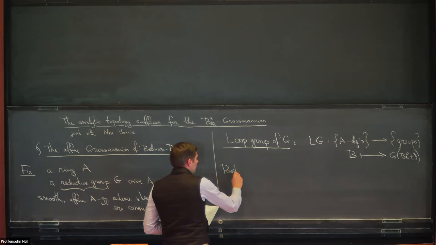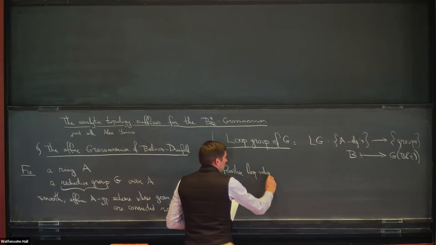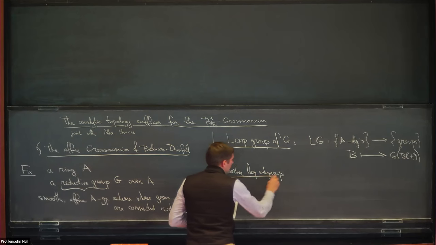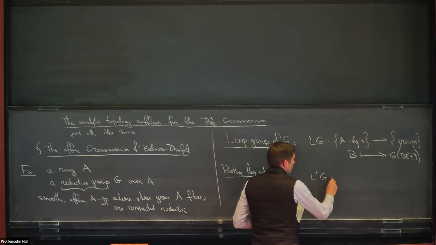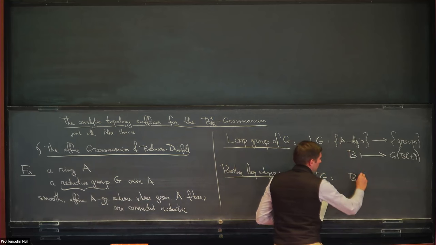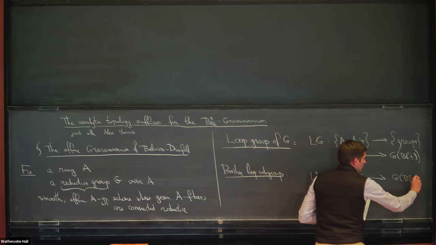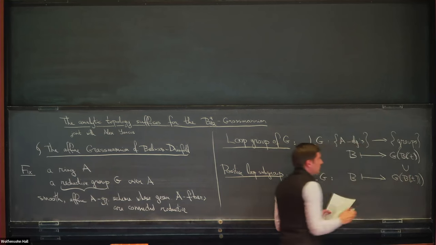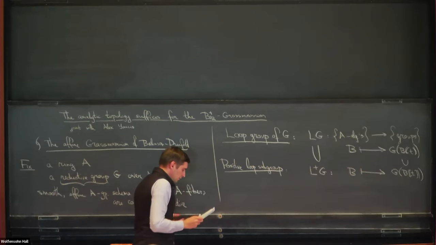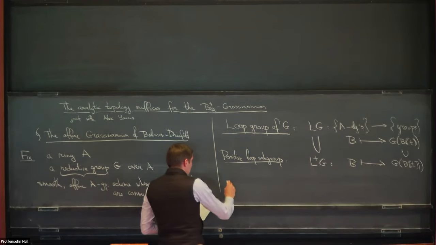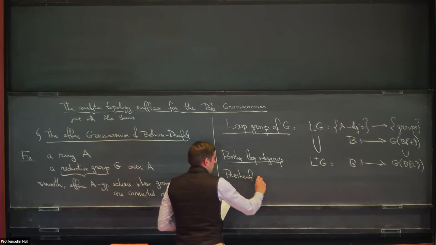And this has an important subgroup, the positive loop subgroup, defined the same way, but where we don't allow denominators in T. So this is L^+G. The domain of definition is still the category of A algebras, and now we're evaluating on a formal power series with coefficients in B. And T is a non-zero divisor, so surely this is an inclusion, and so this is a subfunctor of the loop group functor. The affine Grassmannian is then defined as a kind of quotient of these two functors.